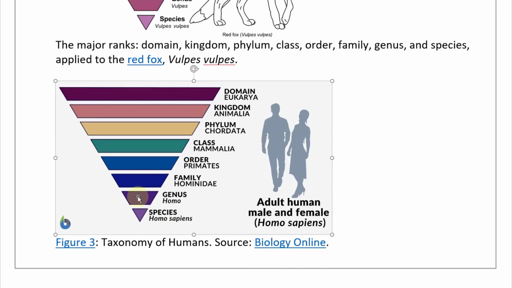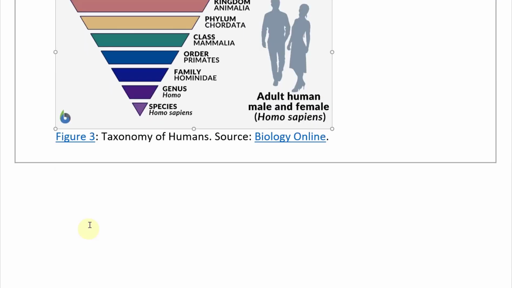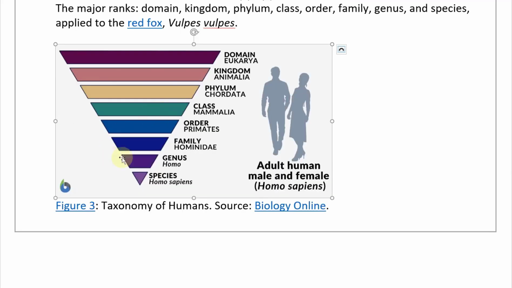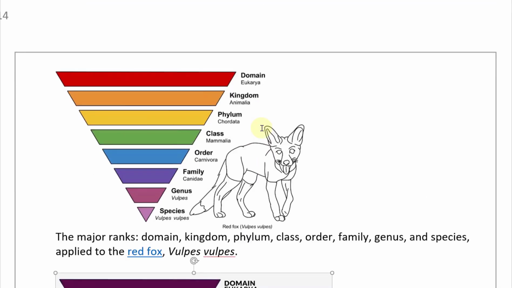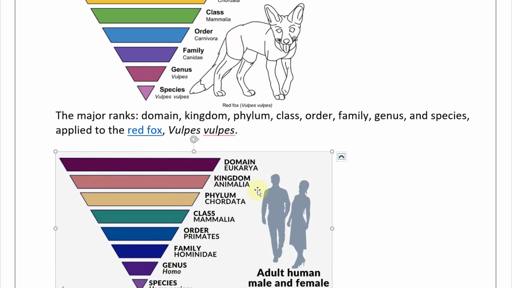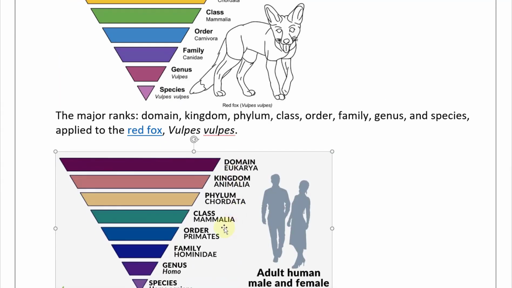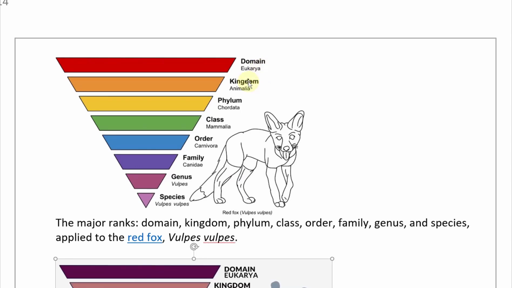All right, let's look at the human one now, just for reference. So this is figure 3. This one is from Wikipedia. This one is from biologyonline.com. And this is the taxonomy of humans. So you have domain Eukaryota, so they're both multicellular organisms, and they're both animals. Red fox, and this is an animal, so Animalia. And then the phylum is Chordata, same as this, as a backbone. And then class Mammalia, so they're both mammals.